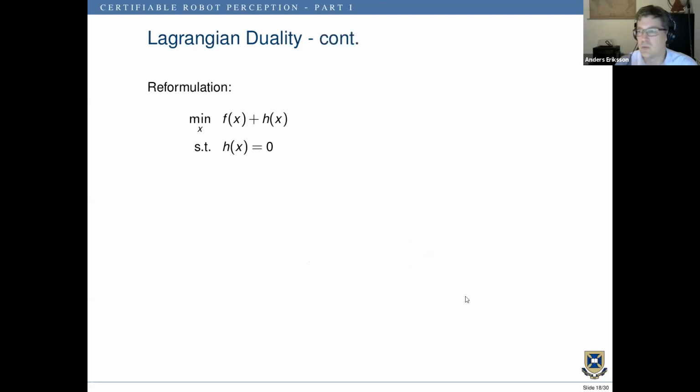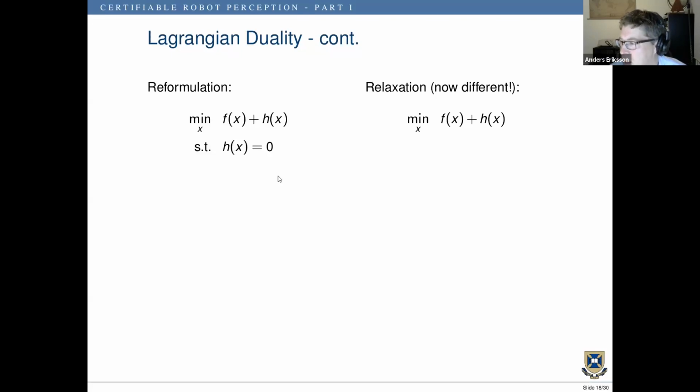So what else can we do? Well, we can take our original problem and add h of x to the objective function. We can add the constraints to the objective function. Since h of x is always 0, we haven't really changed anything. The problem is still the same problem. If we manage to find a global solution to that problem, it will still be the same. We haven't made things any easier by doing that. But the observation we should make here is that the relaxation we get by removing the constraints is now a different one.